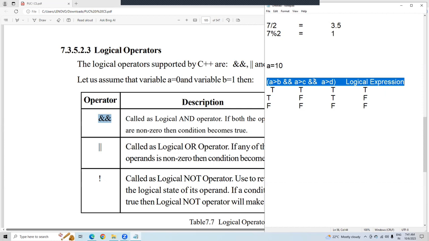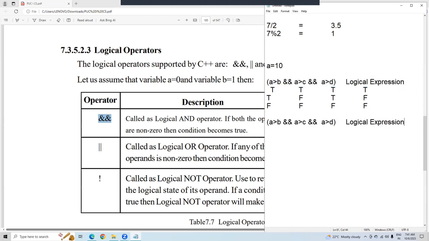The same if I write using the OR operator, two vertical lines. If any one condition is true, whatever may be the status of other conditions, the final answer is true. That means it is going to be false only when all its conditions are false. Otherwise, in all other cases, it is going to be true only.